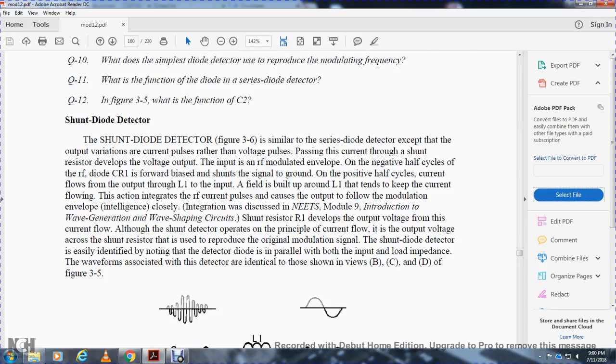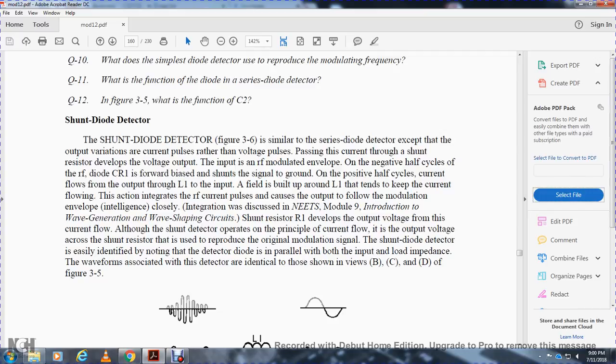The shunt diode detector, figure 3.6, is similar to the series diode detector, except that the output varies with current rather than voltage pulses. Passing the current through the shunt resistor develops the voltage output. The input is the radio frequency modulated envelope. On the negative half cycle of the radio frequency, the diode is forward biased and shunts the signal to ground. On the positive half cycle, current flows to the output through inductor 1 to the input. The field built around inductor 1 tends to keep the current flowing in action with the radio frequency current pulses, so the output follows the modulation envelope closely.